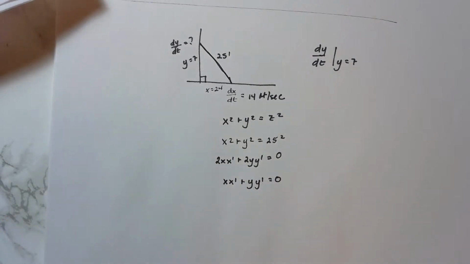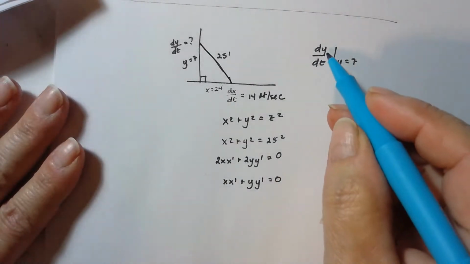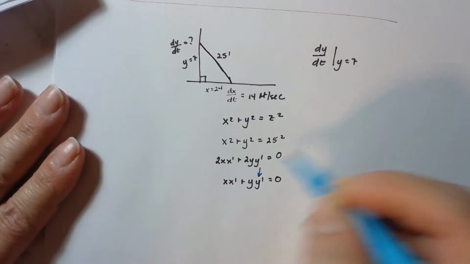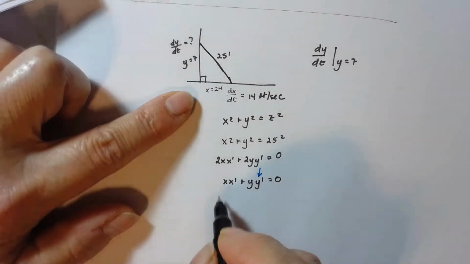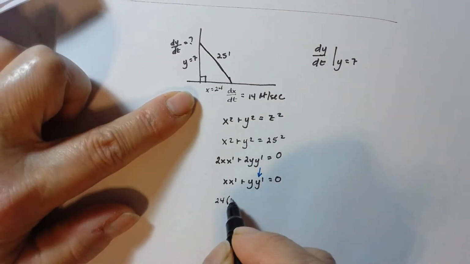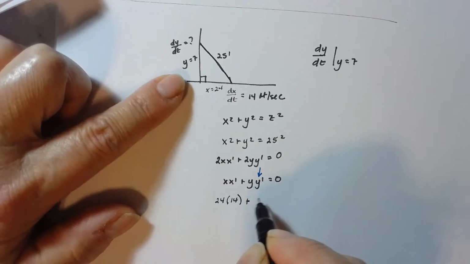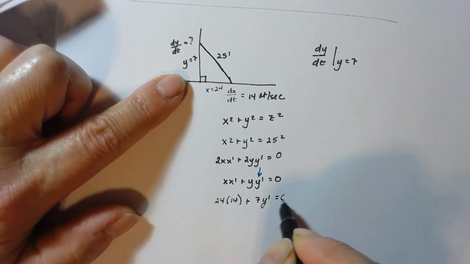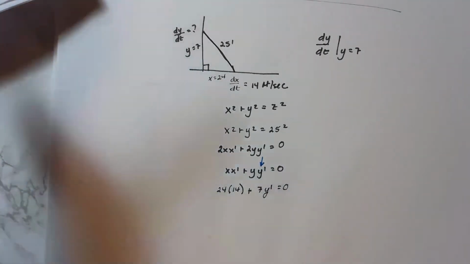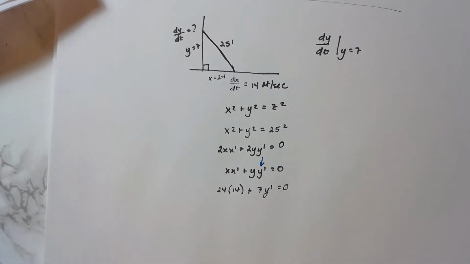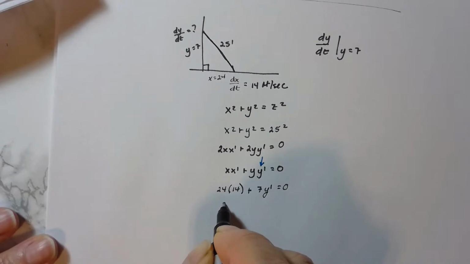At this point, and only this point, I'm going to look at this and say, all right, I'm looking for dy/dt, which is the same as y prime. This is the guy I'm trying to solve for. So at this point, I'm going to plug in what I know. I know that x is 24 times x prime, which is 14, plus y, which is 7, times the thing I'm looking for, is equal to 0. And remember, with these we want to get y prime by itself. So 24 times 14 is 336, right? So this is 336 plus 7y prime equals 0.